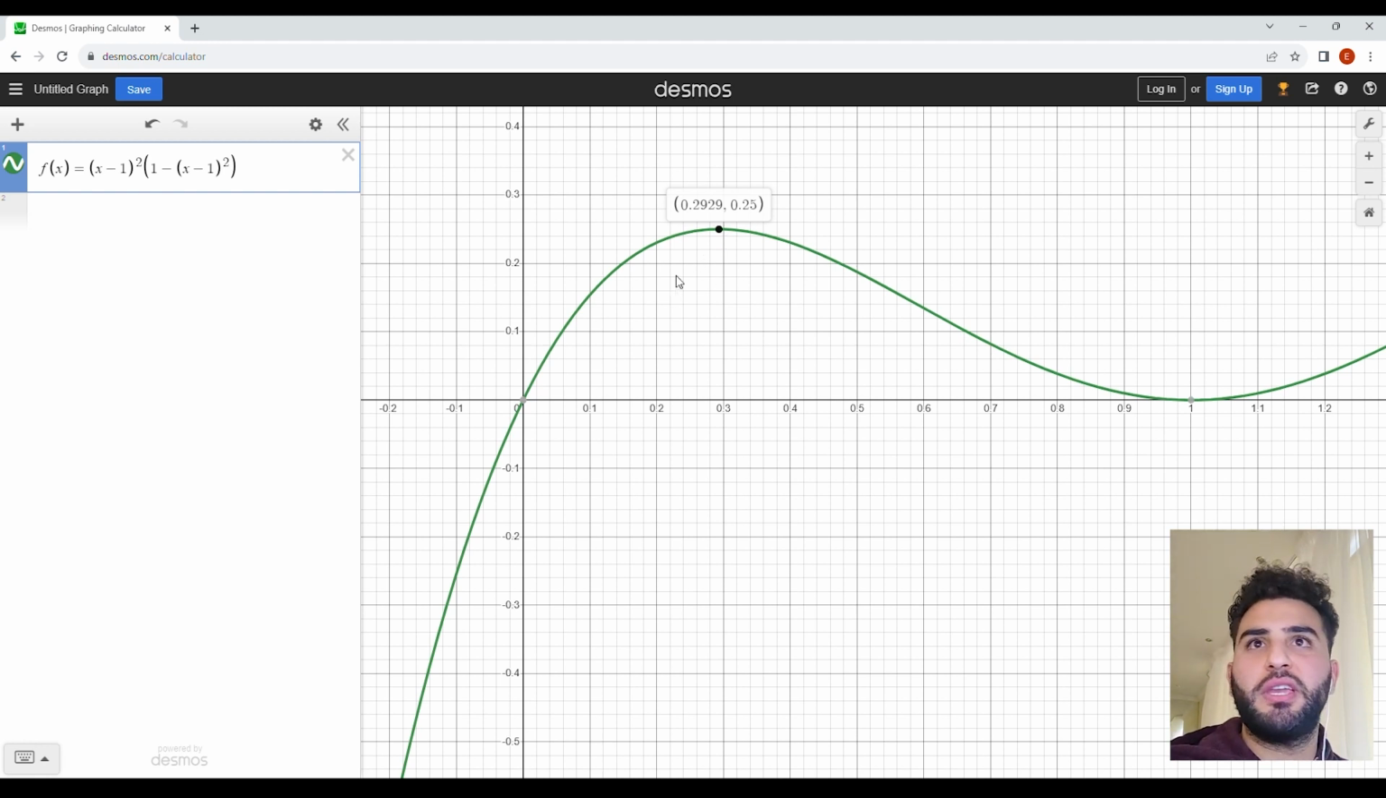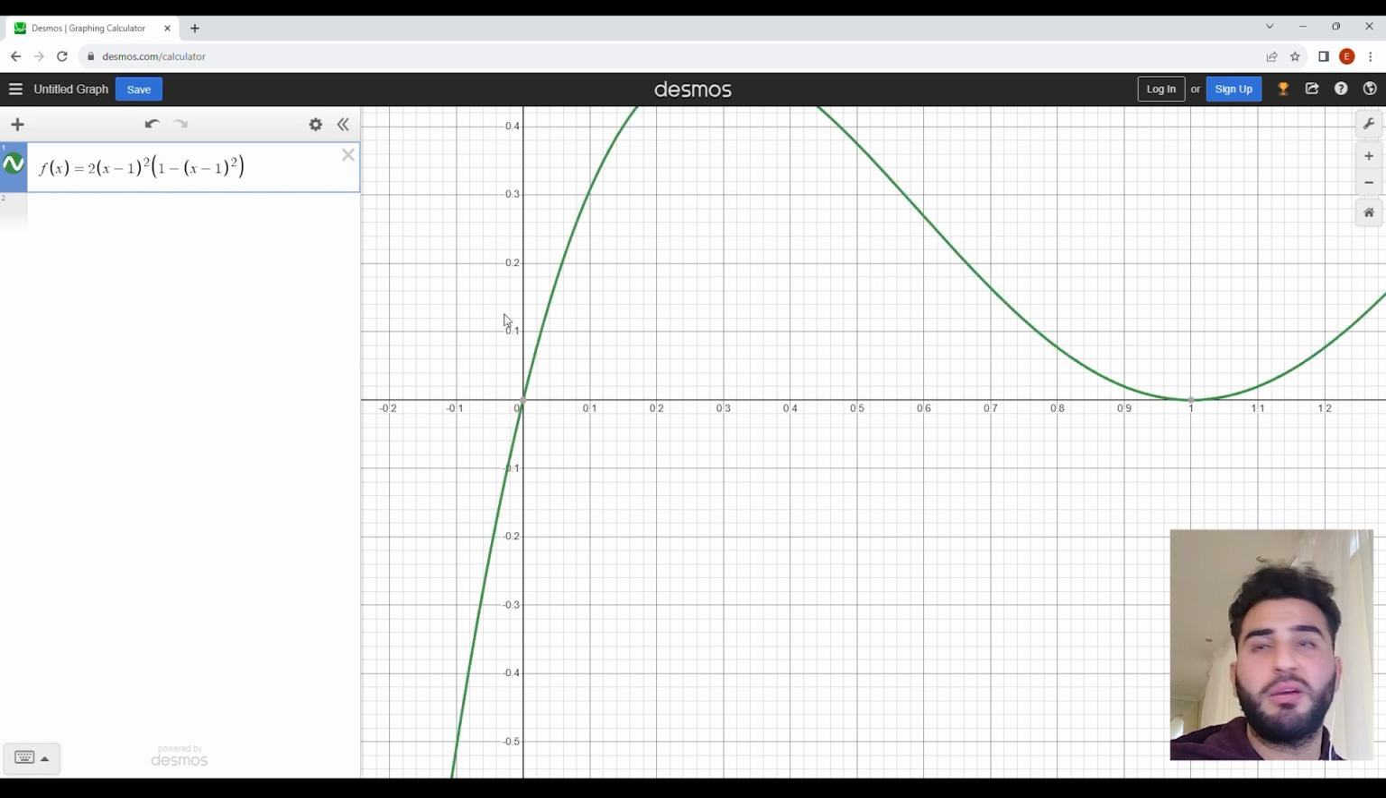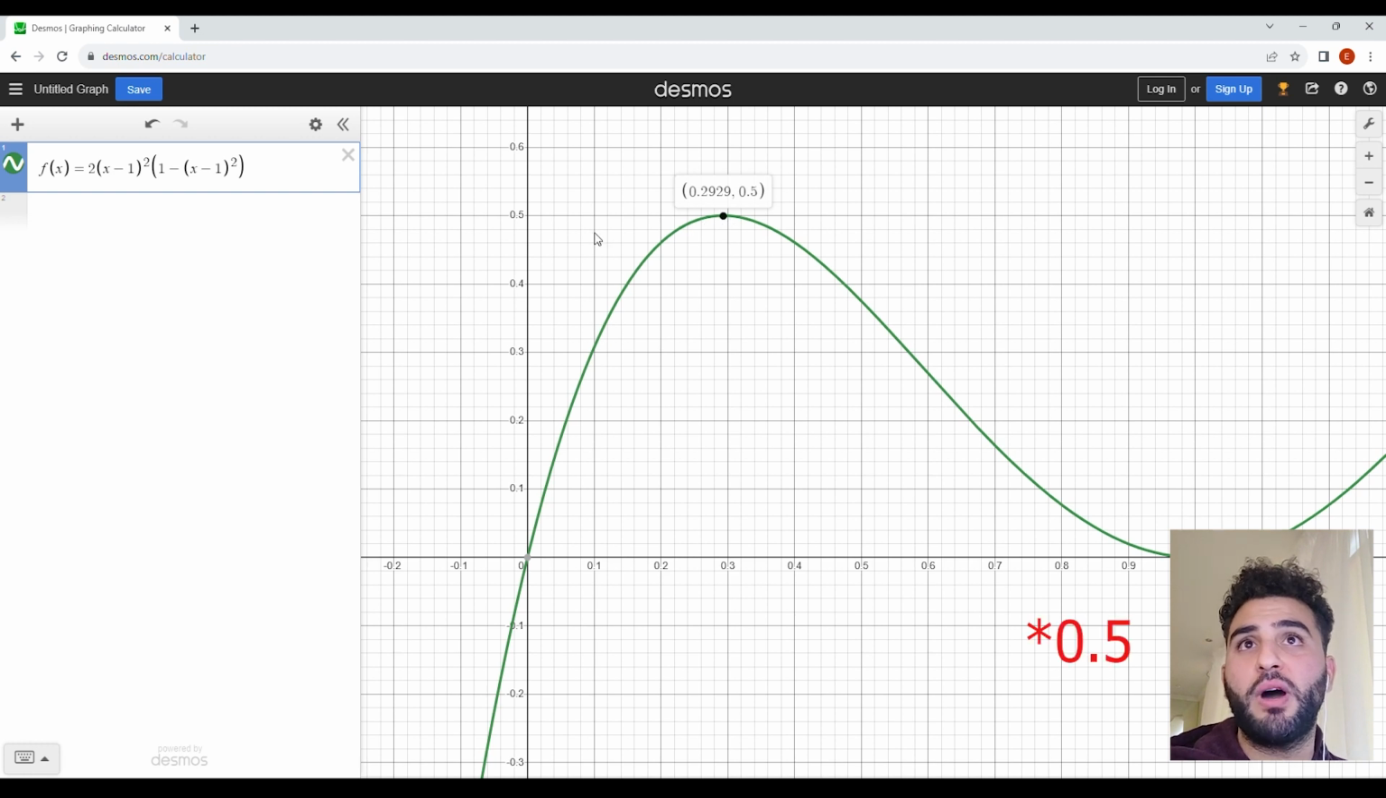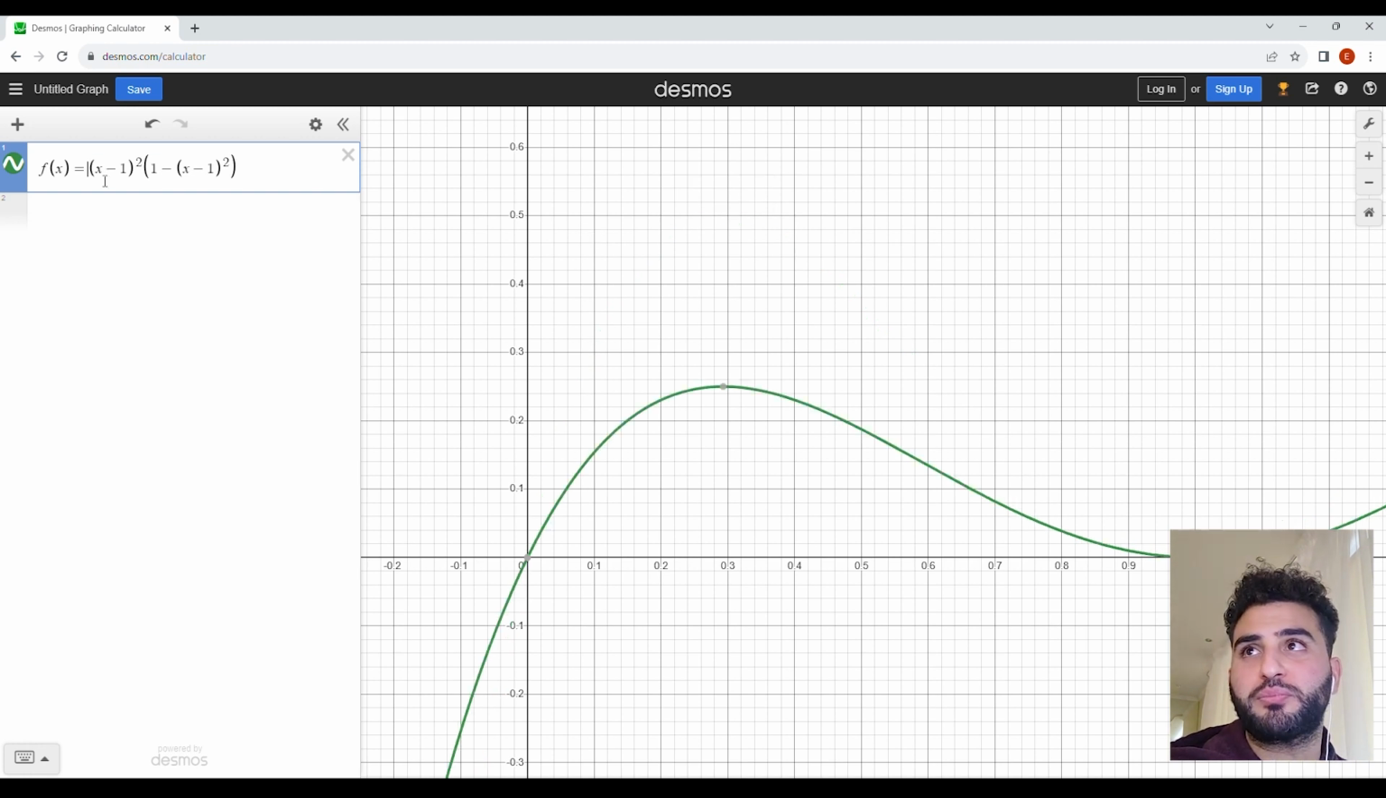And something interesting here, what I can do is change the amplitude of the curve simply by putting a factor. So if I put 2 here, for example, you see, now we still have the same peak at 0.292929, but the peak is now at a different height on the y-axis compared to the previous one.